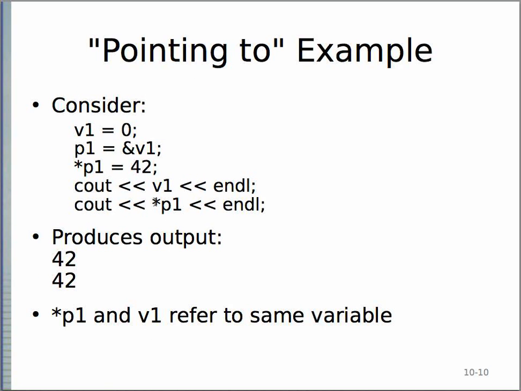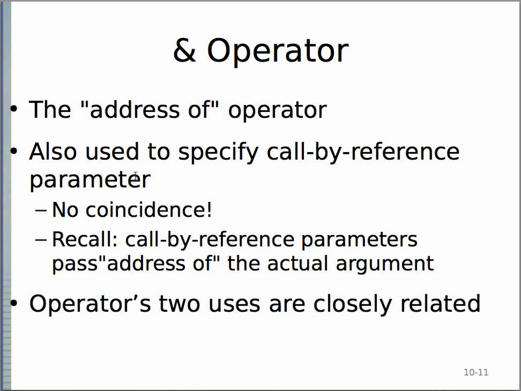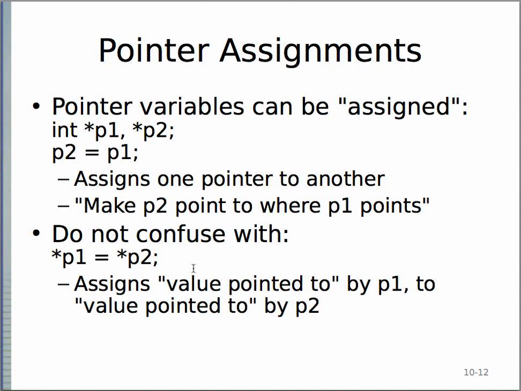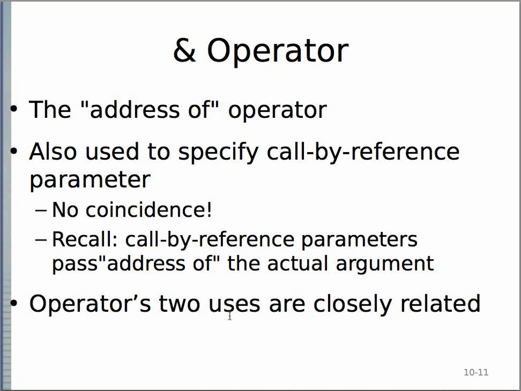So okay, here it is. When we see something like this, we want to read this as get the contents of memory that p1 is pointing to. So p1 and v1 are two ways of referring to the same memory, that is, to the same variable. This address of operator is also used to specify pass by reference or call by reference parameters. That's no coincidence. That's how C++ was designed. Remember that call by reference parameters pass the address of the actual argument. If you remember call by reference, this should all make sense. These two uses of the address of operator, that is for address of and call by reference, are closely related.